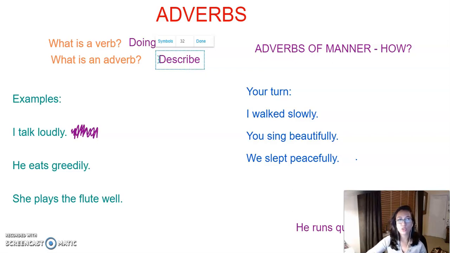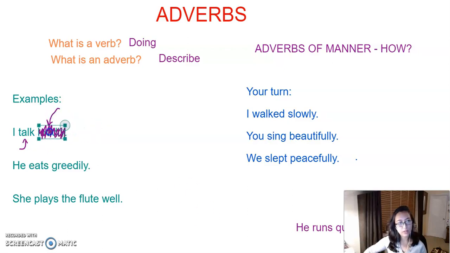And just for today, we're just going to look at how adverbs describe verbs. There are several types of adverbs, and today's lesson is going to look at adverbs of manner. Adverbs of manner tell us how things happen. So we can look at the examples here in green. The first sentence is I talk loudly. So I'd have the student highlight the verb in that sentence, which is talk. And the adverb is loudly.